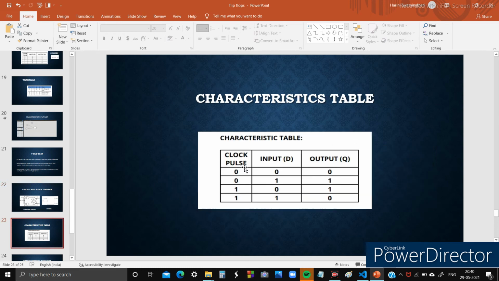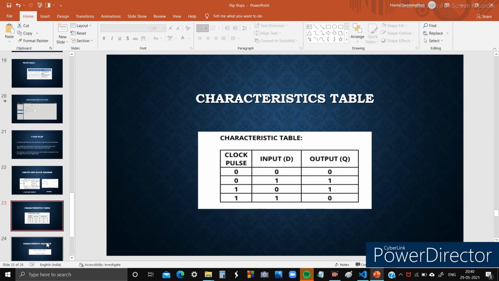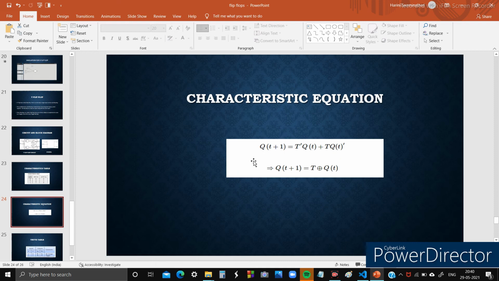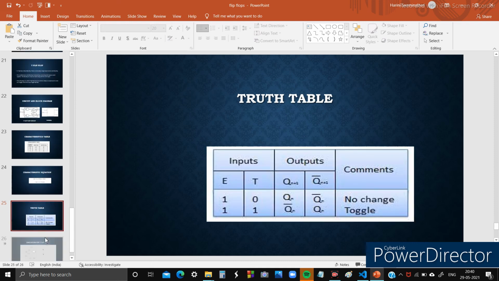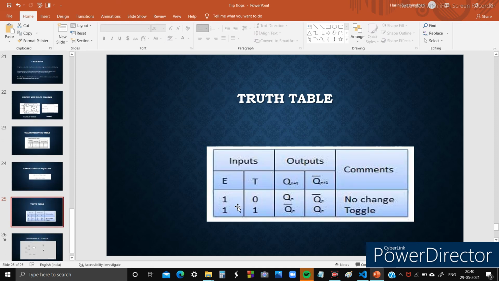Circuit and block diagram. This is the circuit for T flip-flop and the symbol for T flip-flop. Characteristic table. By giving 0 in clock pulse, we get 0 as input and 0 as output. 0 in clock pulse, 1 in input, 1 in output, 1 in clock pulse, 0 in input, 1 in output. Clock pulse is 1, 1 in input, 0 in output. This is the characteristic equation for T flip-flop.